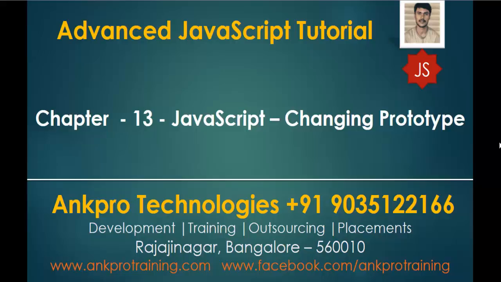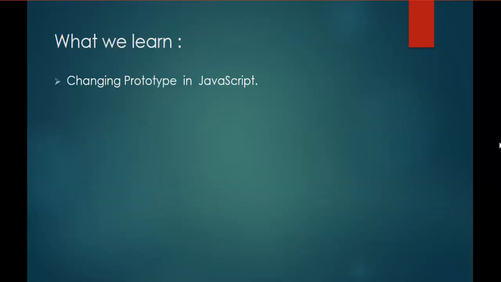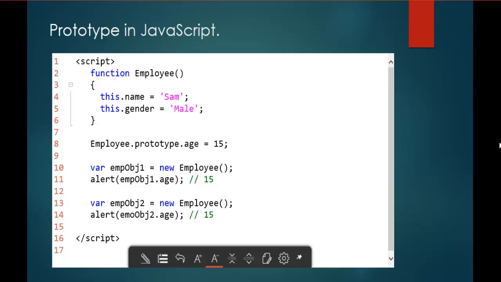My name is Harish. In this session, we are going to learn about changing the prototype in JavaScript. As we learned in the last session, if I need to add a new property to a function, how can I achieve that? We can achieve that with the help of prototype. So here we have a function employee. It has two properties, name and gender, and the values are Sam and male respectively.